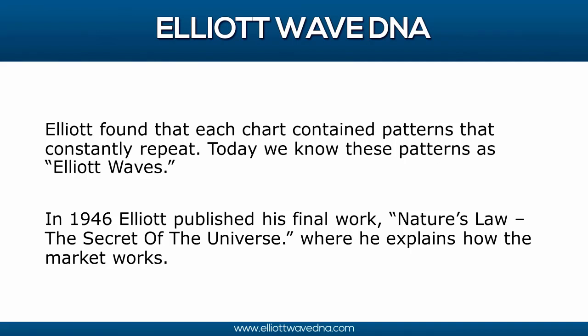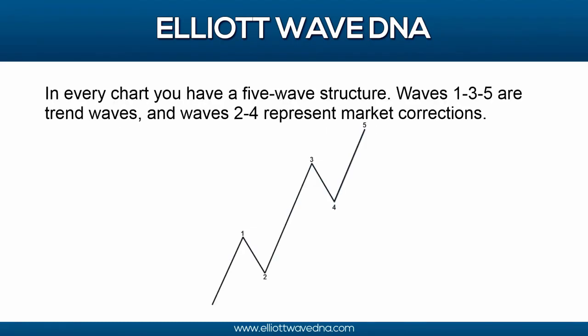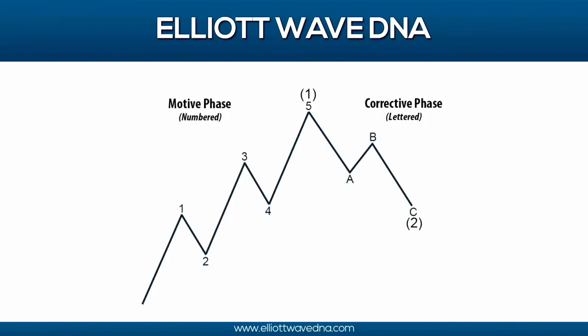In 1946, Elliott published his final work, Nature's Law, The Secret of the Universe, where he explains how the market works. In every chart, you have a 5-wave structure. Waves 1, 3, and 5 are trend waves, and waves 2 and 4 represent the market corrections. And since the market will never move in just one direction, for example, it won't just push higher or just lower all day long, Elliott separates patterns into two phases, motive and corrective.